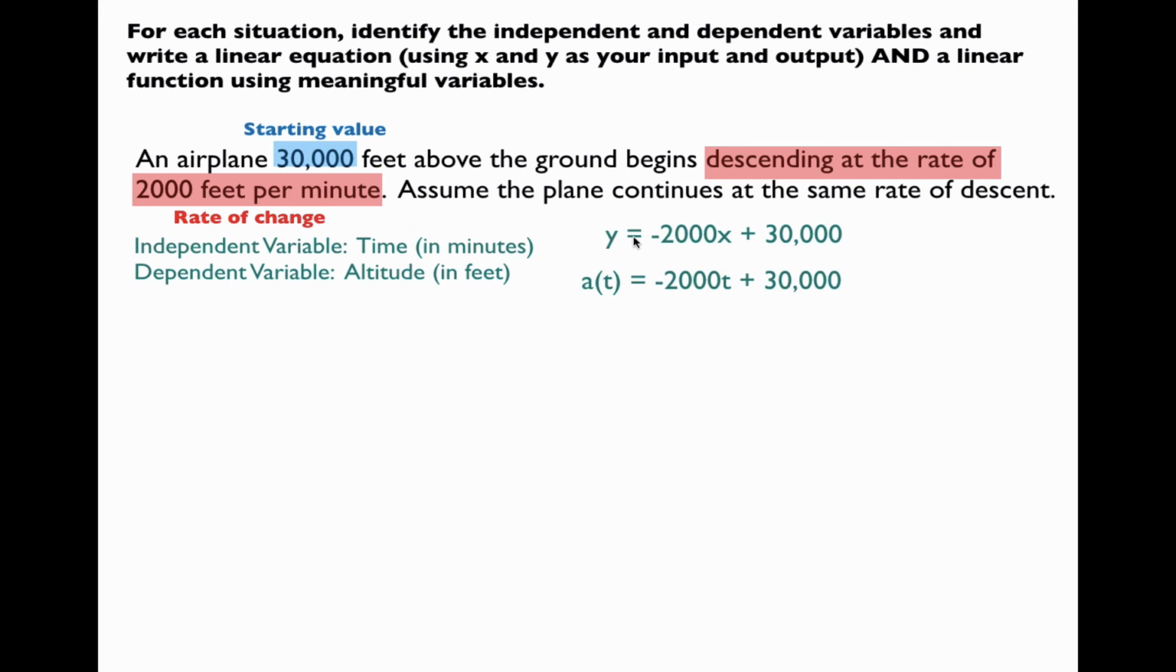And there we go. And then once we identify our starting value and our rate of change, we can write our equation. Y equals the rate of change times x plus the starting value. And of course, if we wanted to use function notation, we would write meaningful variables. Here I chose to use A of t, or the altitude is a function of time. You could have used feet as a function of minutes. Anything you want, just as long as they're meaningful in the context of the problem, and they're meaningful to both you and your audience if you are presenting this to anyone.